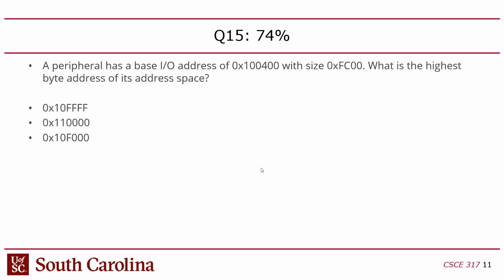Peripheral has a base IO address of 100400 with a size FC00. What's the highest byte address? Basically, just add them and subtract 1.